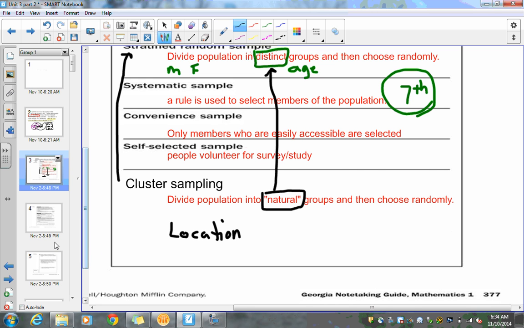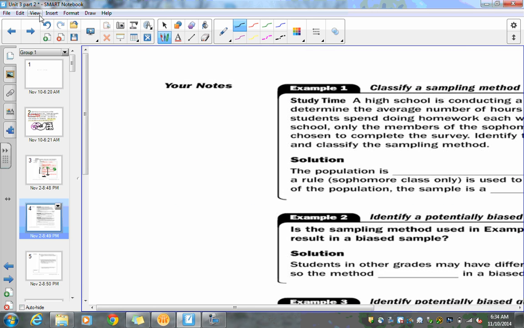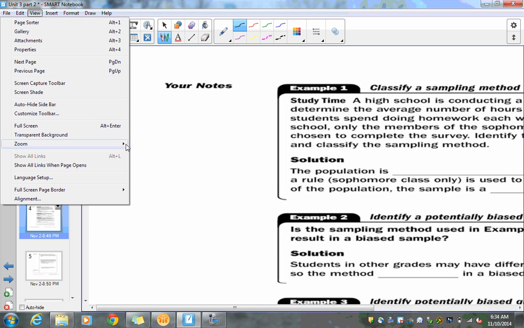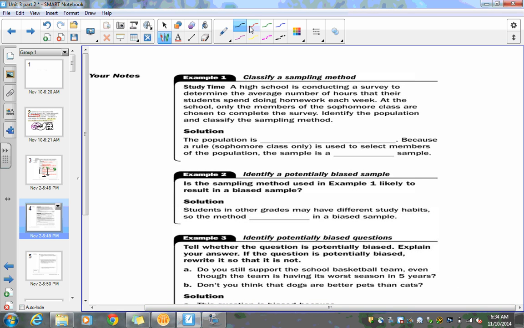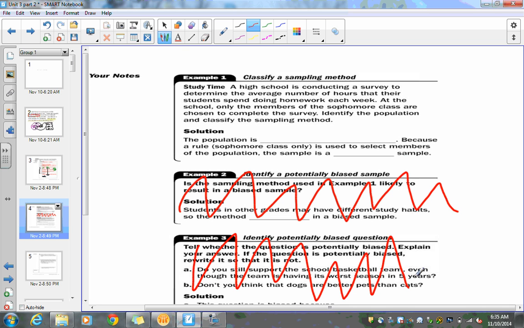So let's keep going. A couple of examples. Let me zoom back out here. This piece of paper has some information that we're not necessarily going to go over, like biased and all that. We're not going to talk about that. So let's just do the one at the very top. A high school is conducting a survey determining the average number of hours that their students spend doing homework each week at the school. Only the members of the sophomore class are chosen.